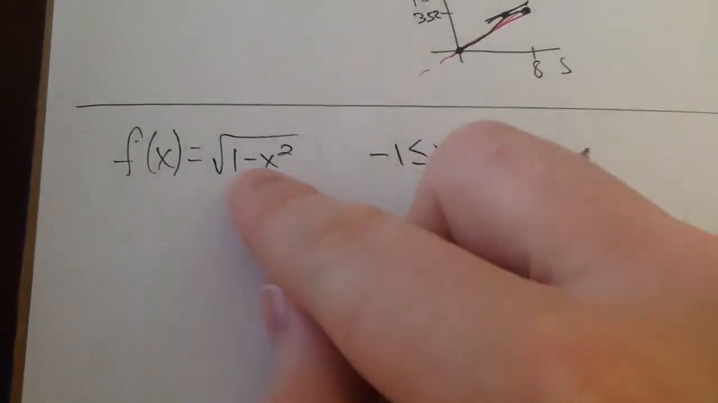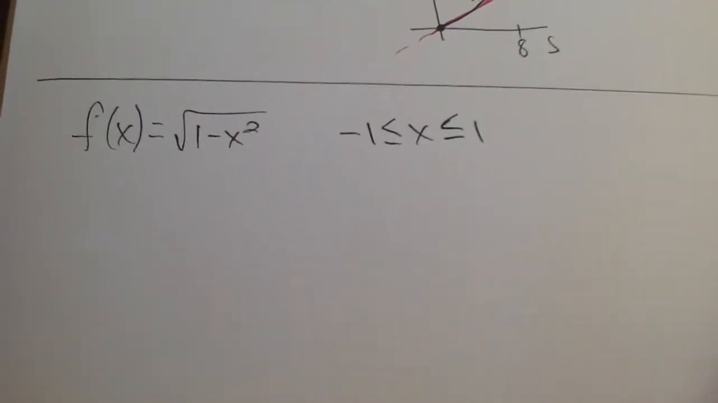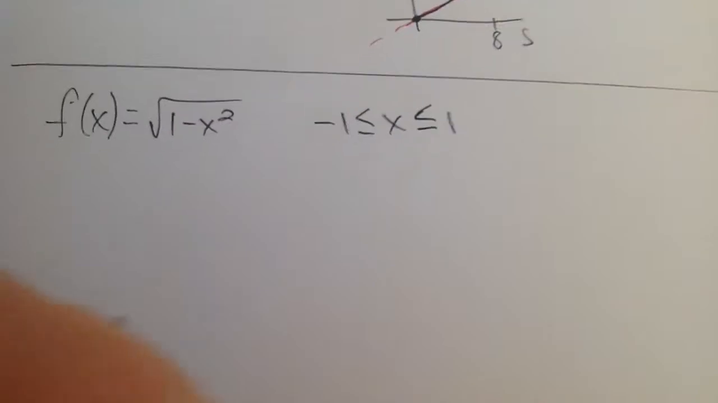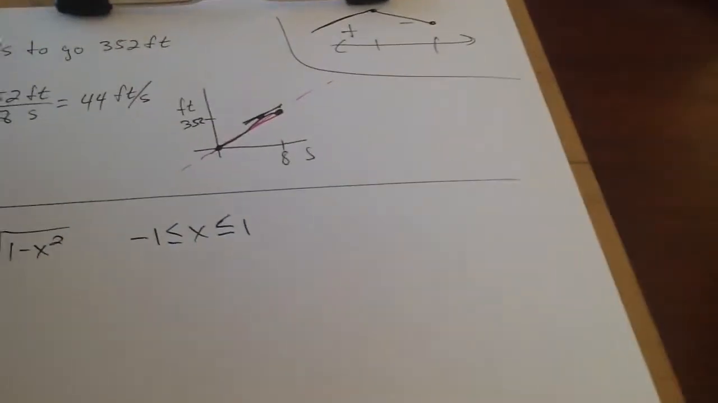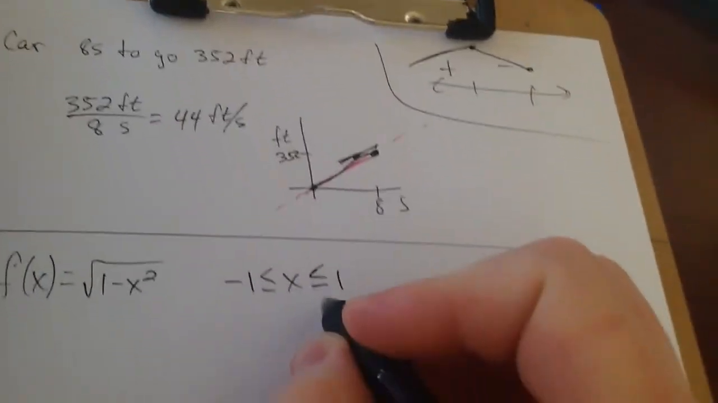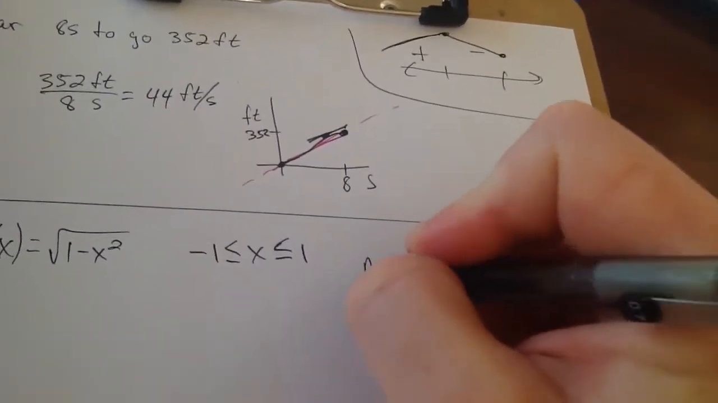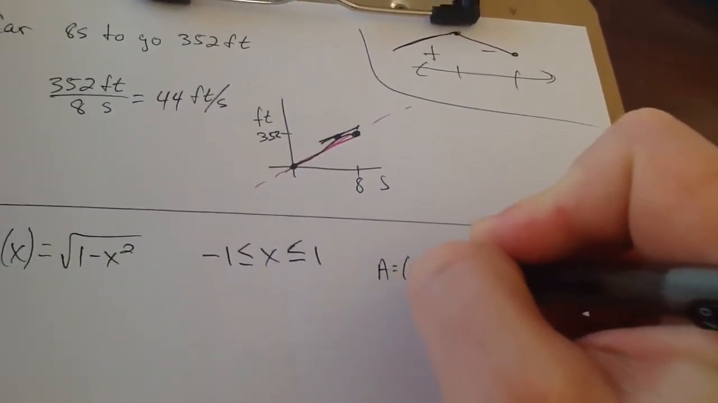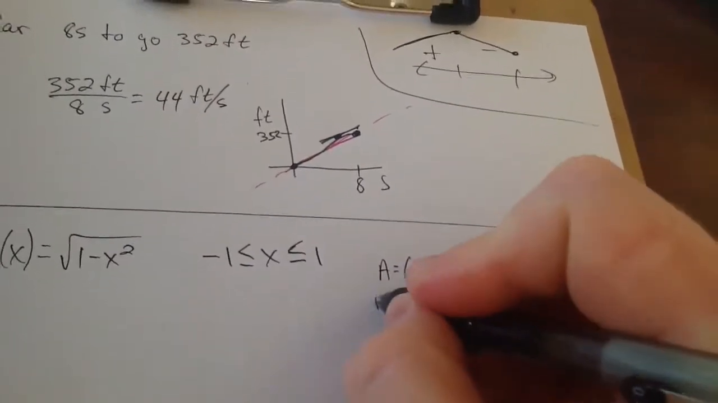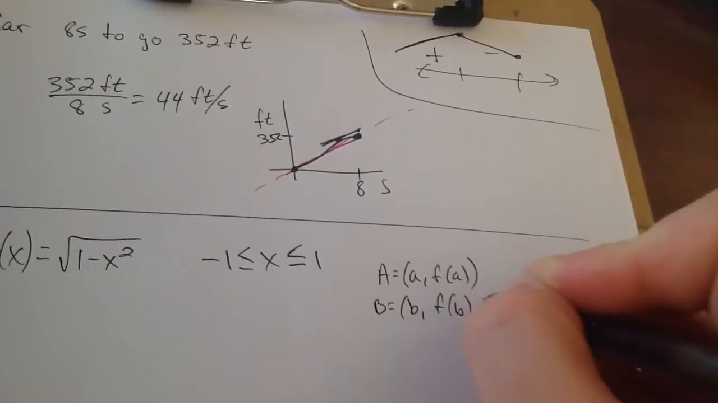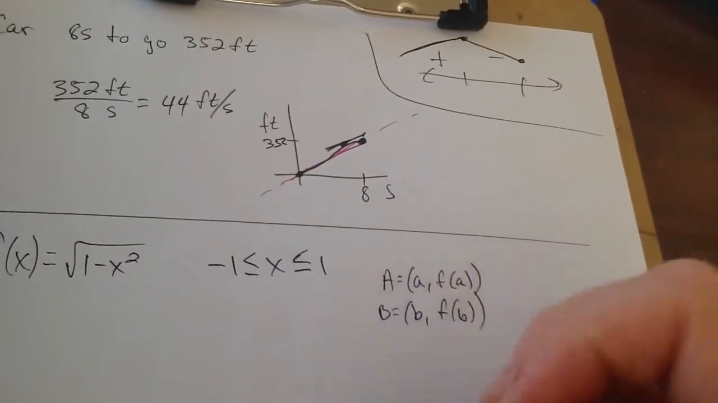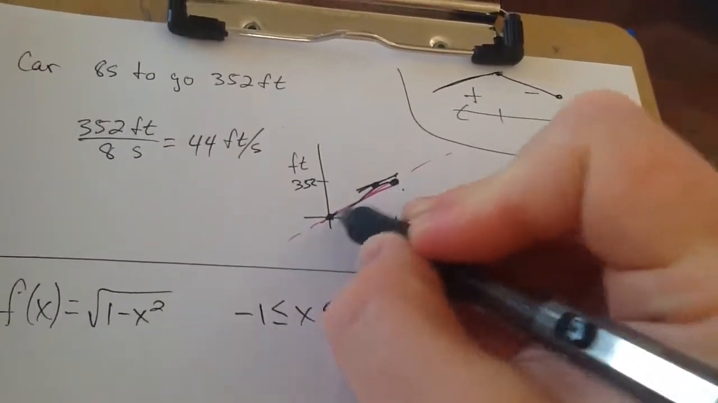Which makes sense, because that's the domain of that. So we're looking at this function over this interval. The directions tell us that's from A to B. It says A is (a, f(a)), and B is (b, f(b)). That's all it's saying. Capital A and capital B are just the points on the graph.